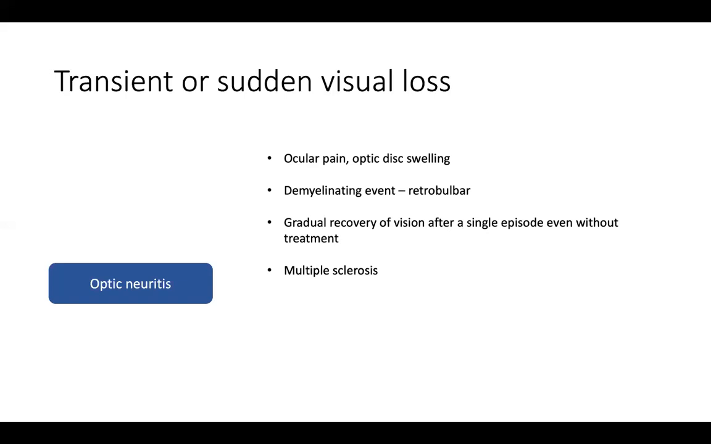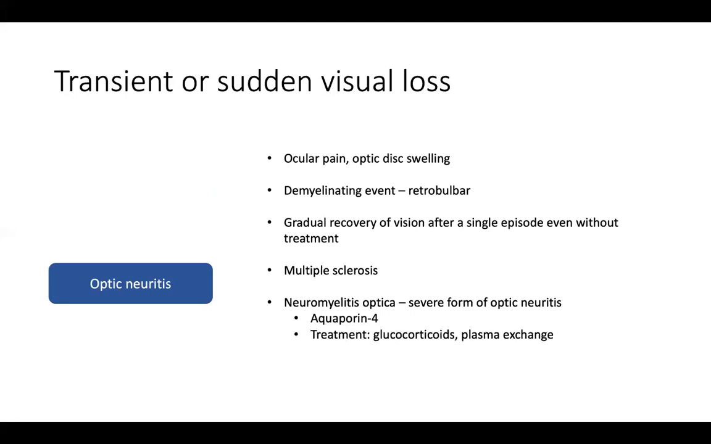A particularly severe form of optic neuritis occurs in neuromyelitis optica. Detection of circulating antibodies directed against aquaporin 4 is diagnostic. Treatment for acute episodes consists of glucocorticoids and, in resistant cases, plasma exchange.